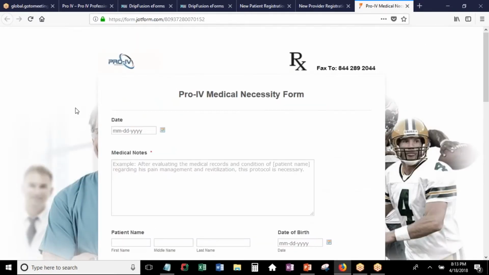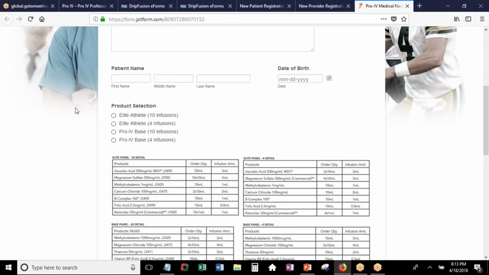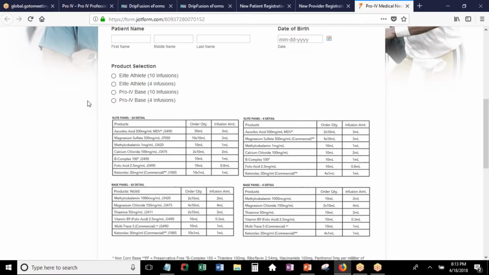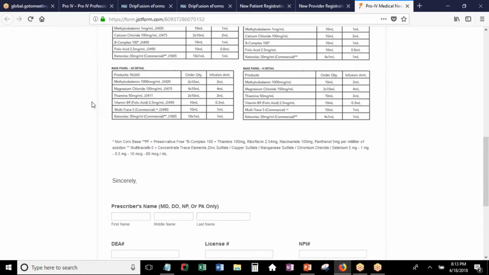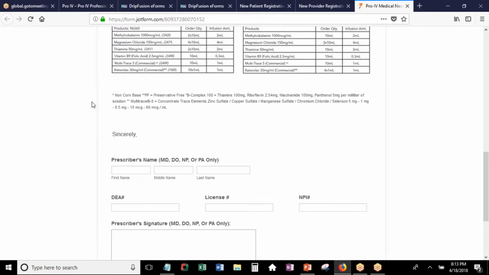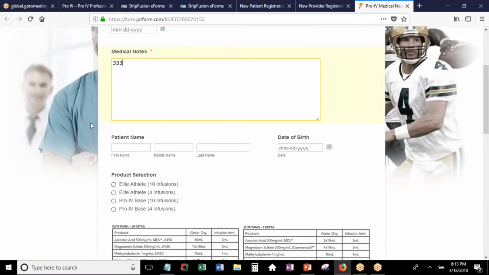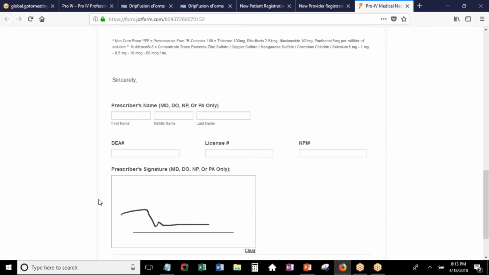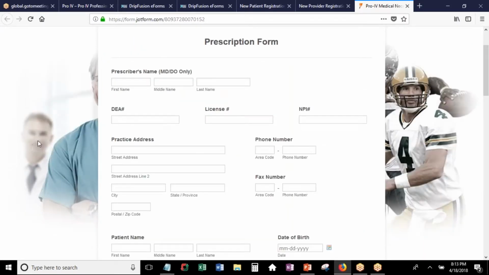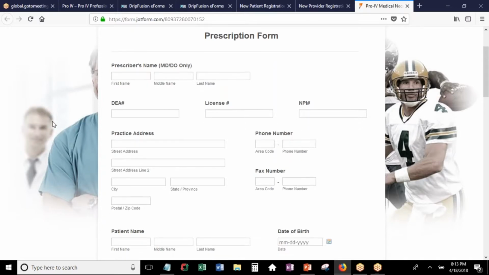So you're going to fill out his information. You're going to read the medical information we sent to you via email about Johnny. And then when you meet with the patient, you're going to determine if it's an elite athlete or a Pro IV base bag based on the information you've collected. And after meeting with them, then you're going to fill in your prescriber information. This is actually the prescription. You can sign it using your mouse or if you are using a tablet, and then submit. You have to put notes in the field, otherwise it will not allow you to continue.